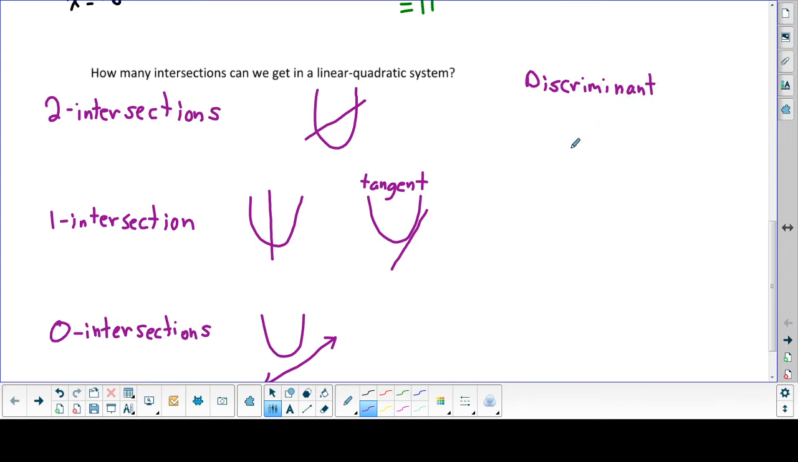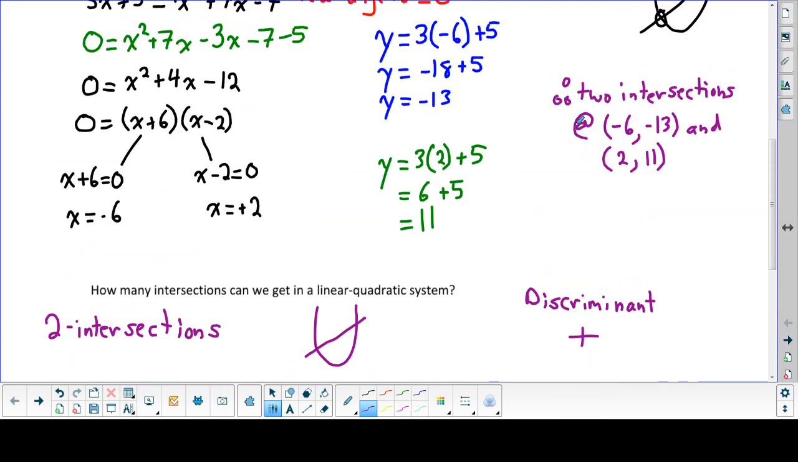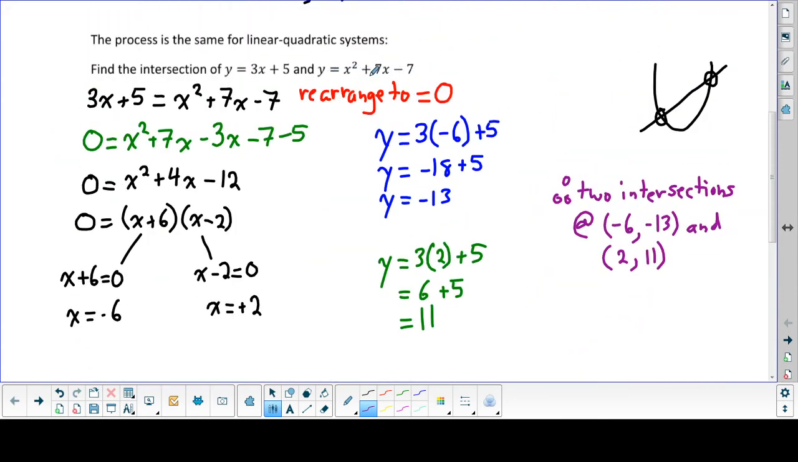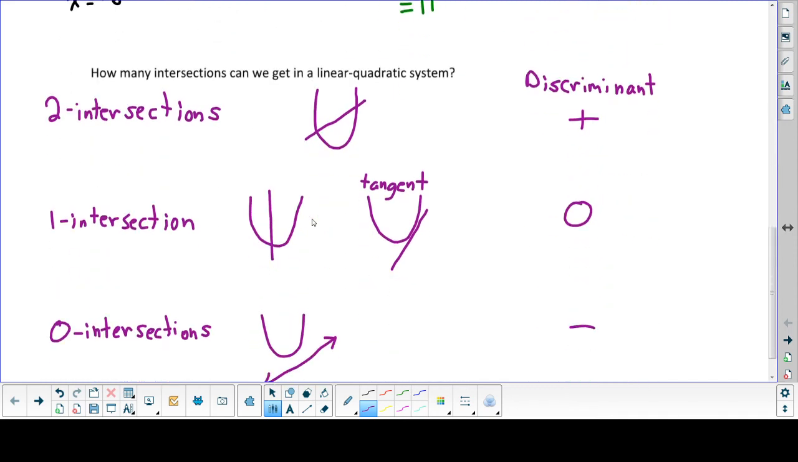So if we look at the discriminant and we're going to get 2 answers, it's going to be positive. If we have 1 intersection, that's the same as 1 solution. So that would mean that the discriminant is 0. And if we have no intersections, that would be because we have a negative discriminant. So the discriminant can tell us how many intersections a linear quadratic system has. Now, it's important, we wouldn't be doing the discriminant of the original quadratic. We would be doing the discriminant of the quadratic once we've combined our equations. So we'll do an example of that in a little bit.